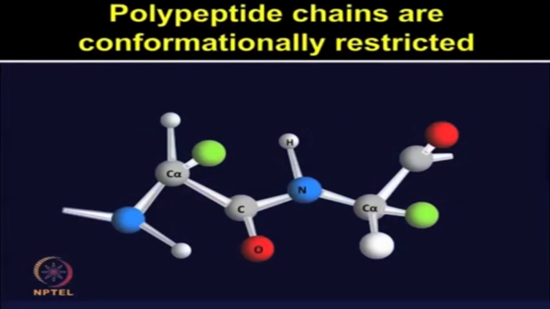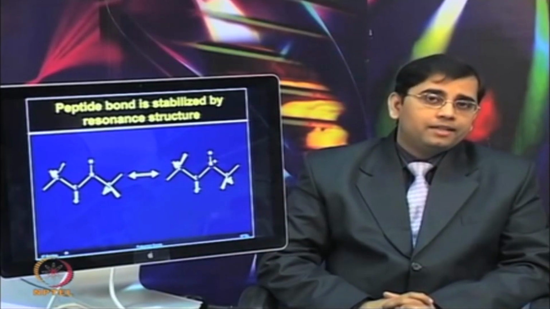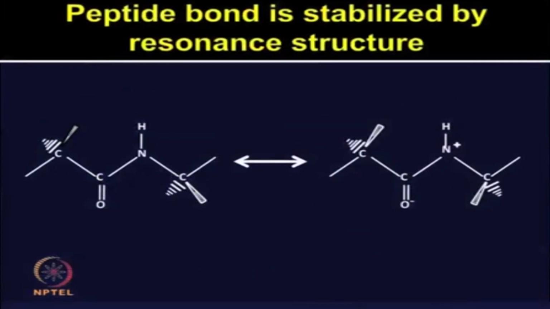The polypeptide chains are conformationally restricted. Therefore, the peptide bond is planar. Amino acid pairs are linked by peptide bonds, and all the 6 atoms lie in the same plane. As you can see here: alpha carbon, carbon, oxygen, nitrogen, hydrogen, and another alpha carbon. Peptide bonds can be stabilized by the resonance structure. The peptide bond is rigid because of its partial double bond character, which arises due to the resonance structures present in the peptide bond.